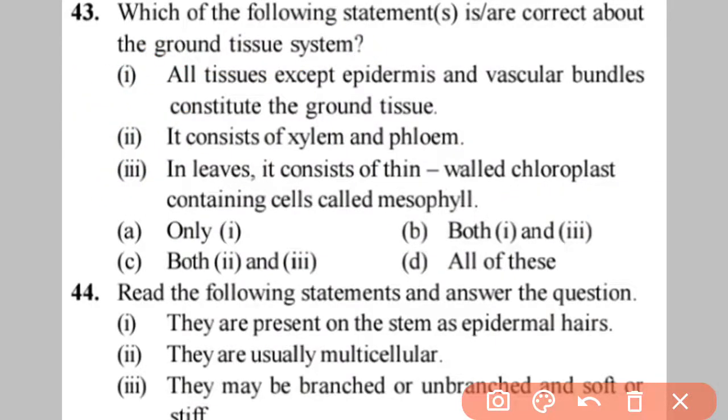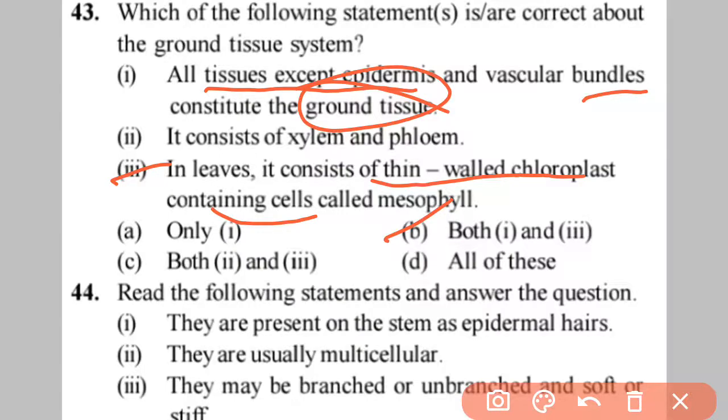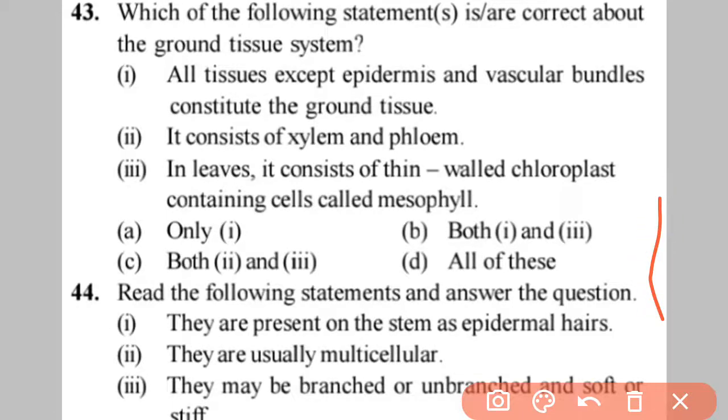Okay, so option B is correct, means all tissues except epidermis and vascular bundles are called ground tissues. And the third one is, in leaves it consists of thin walled chloroplast containing cells called mesophyll. Yeah, B is correct for this question. Let's move on. Question number 44.